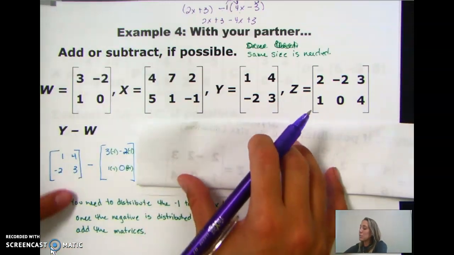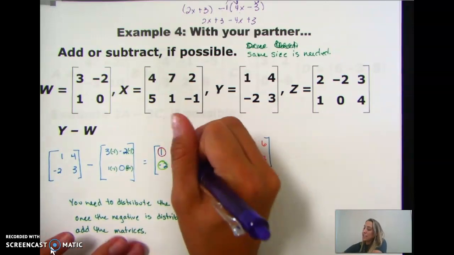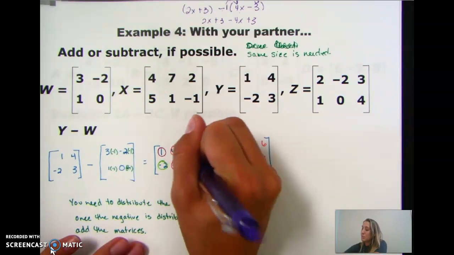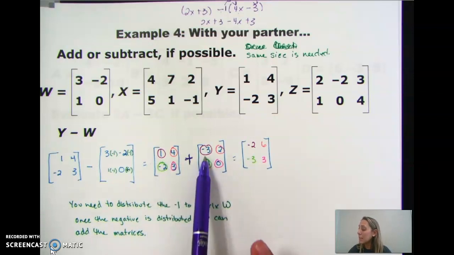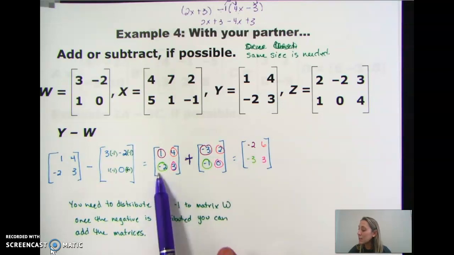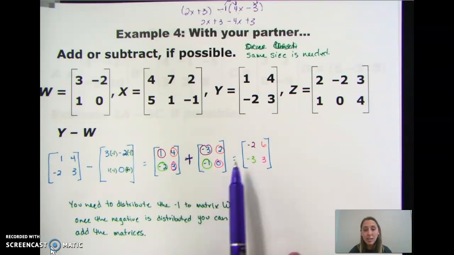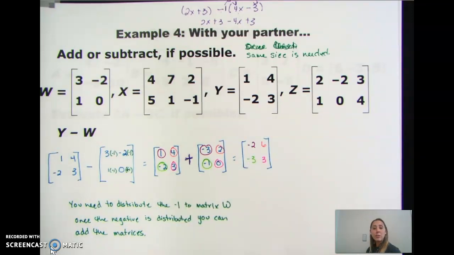So what we would do to W, we are going to distribute that negative 1 to all of that, and then I'm going to change it into an addition problem right there. So this is now this. And we know how to do addition because we just learned on the slide before. So then 1 plus negative 3 is negative 2, 4 plus 2 is 6, negative 2 plus negative 1 is negative 3, and 3 plus 0 is 3. So we are going to do that every time.